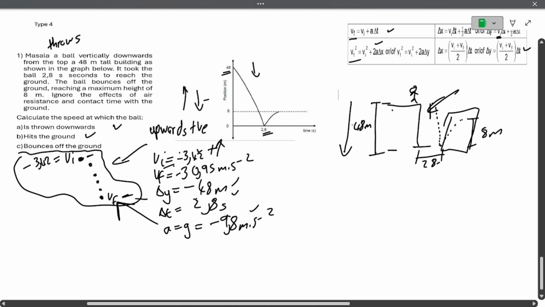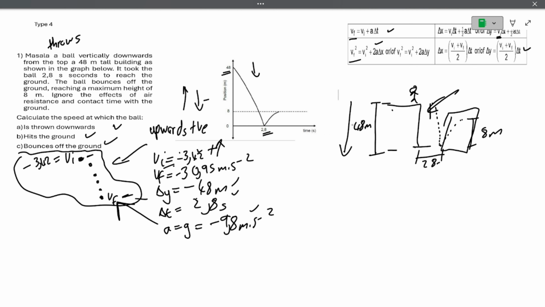So now let's look at the speed at which the ball bounces off the ground. We must note that the ball was thrown from a height, and it reaches the ground here, and after it reaches the ground, it lifts off and reaches a point above the ground. In the introduction, I spoke about bounces which were like this, but now we are dealing with bounces which are like this.